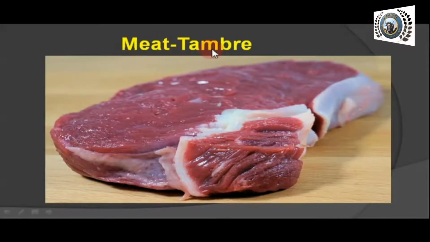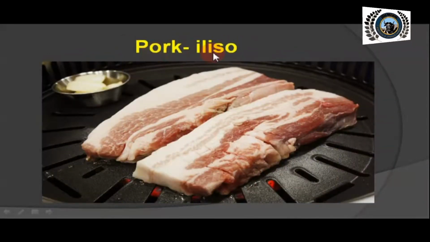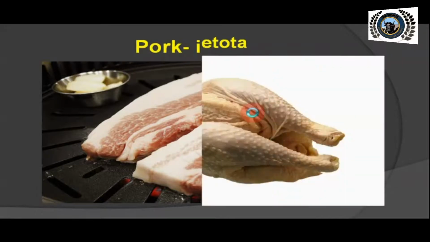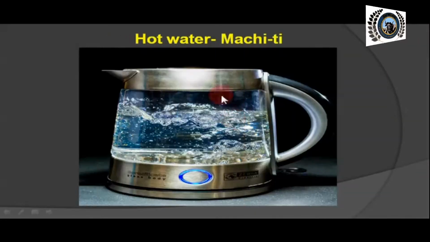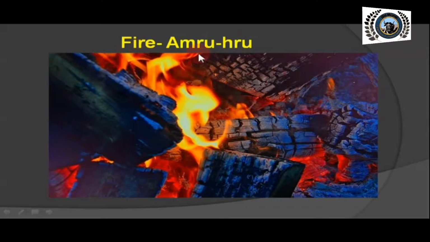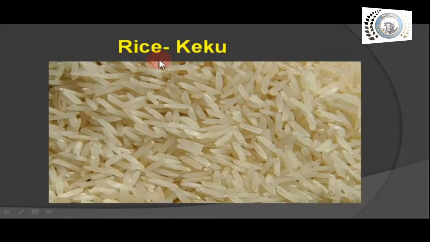Meat, tambre. This is tambre. Pork, iliso. Chicken, etota. Hot water, machiti. Fire, amruhu. Green chili, inchitia. Rice, keku.